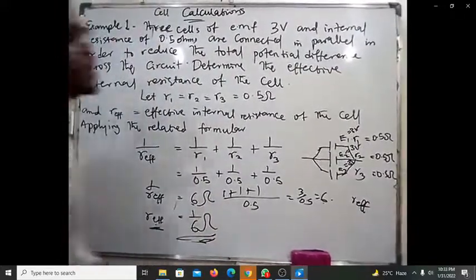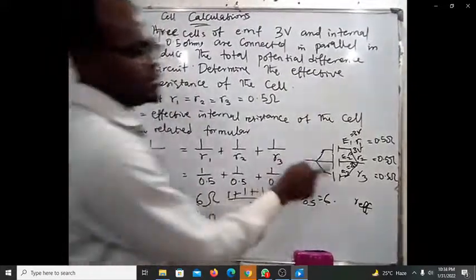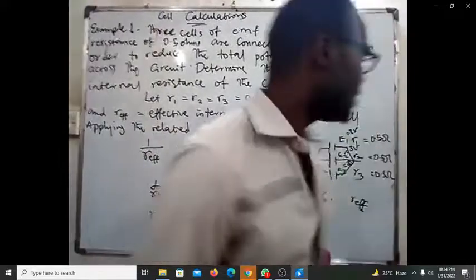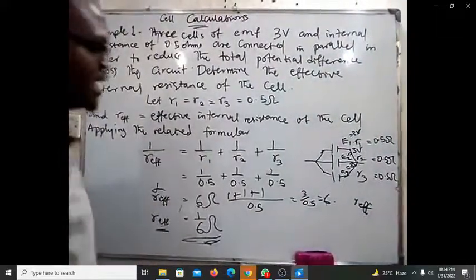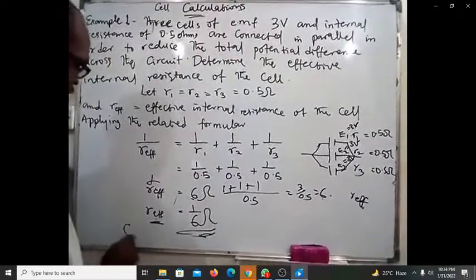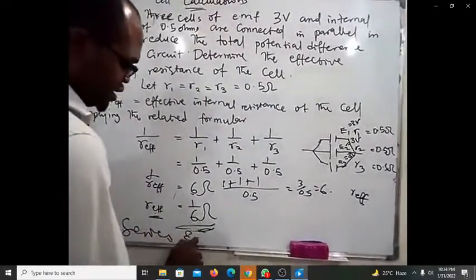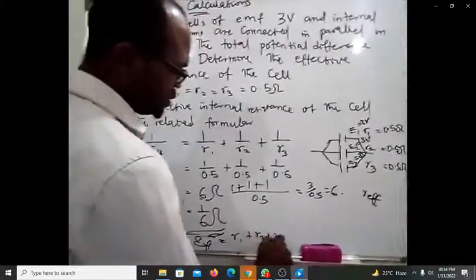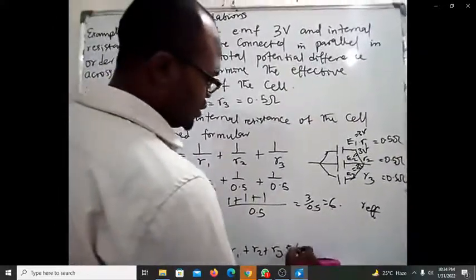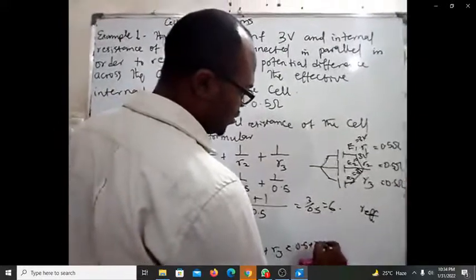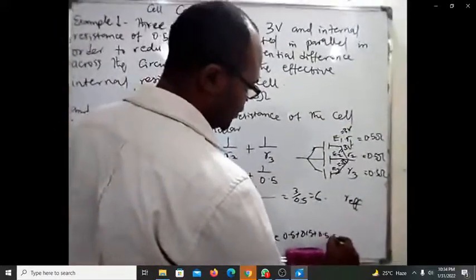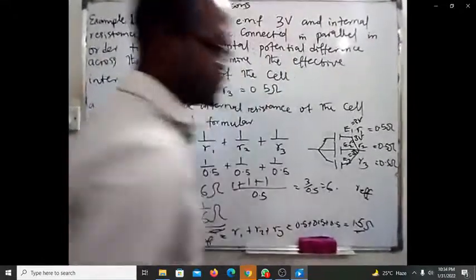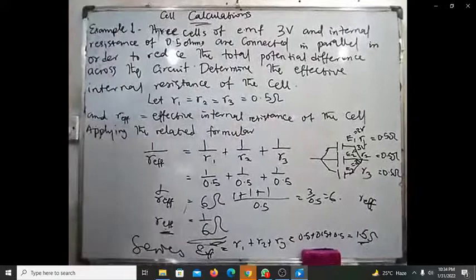So please take note. The formula that you use will depend on the arrangement of the cells, whether it's parallel or series. Had it been in series, what would have been the total R? R1 plus R2 plus R3, which would have given us 0.5 plus 0.5 plus 0.5, which will give us 1.5 ohms. Is that clear? Thank you.